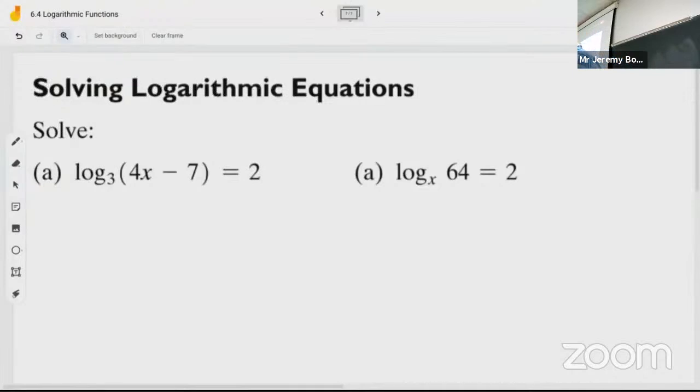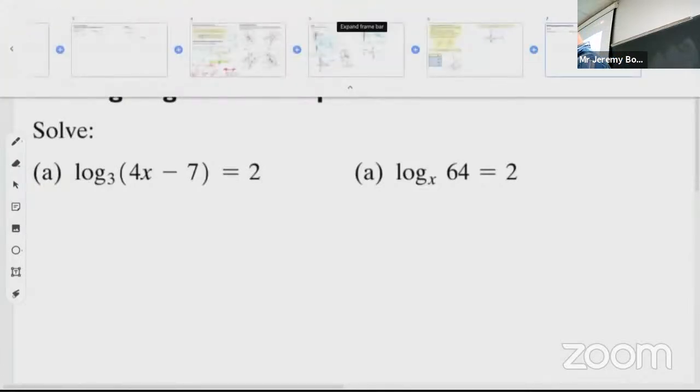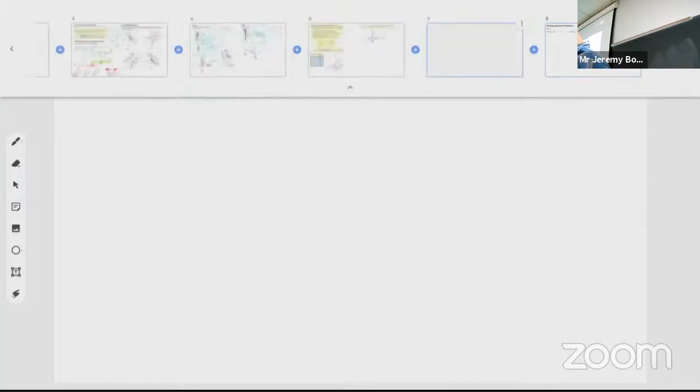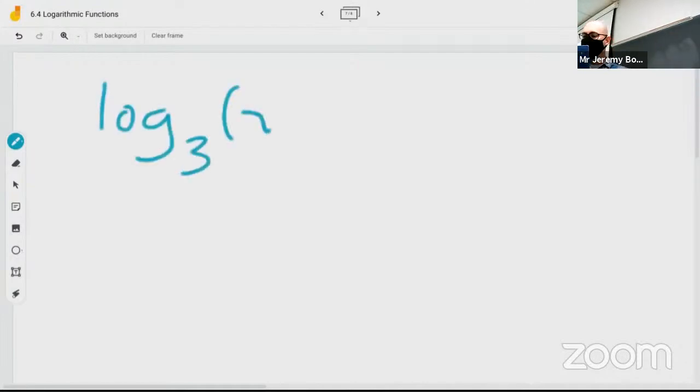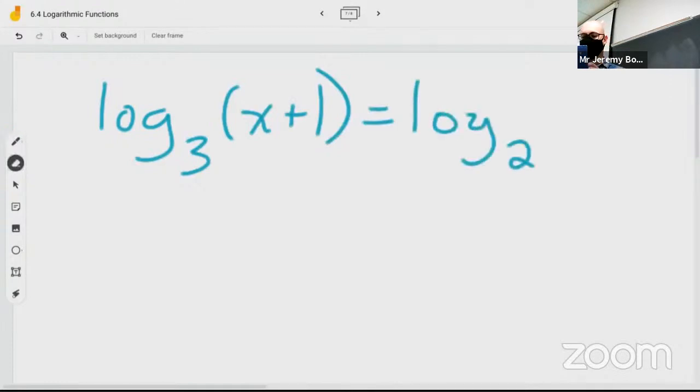There are two types of logarithmic equations that you will see. The first one's similar to the exponentials. So one that you can see is, say, you have log base 3 of x plus 1 is equal to log base 3 of 2x.